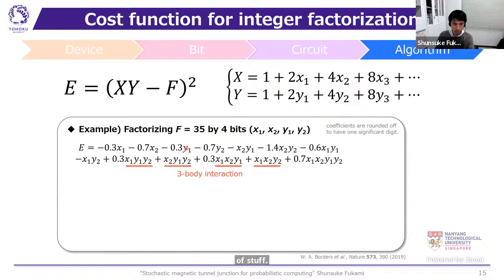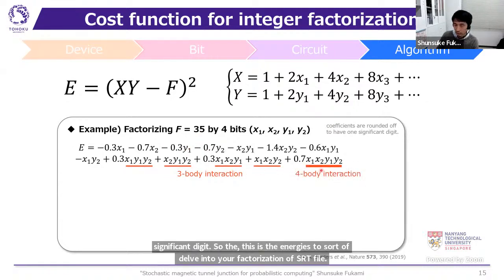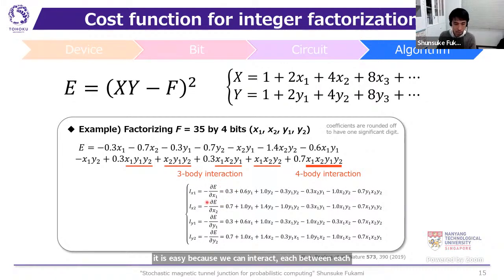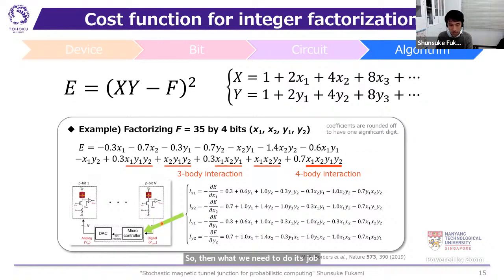And here there's one important point. We have 3-body interactions and 4-body interactions here. And this kind of multi-body interaction is not easy for quantum computers to solve. But for the probabilistic computers, it is easy because we can interact between each p-bit electrically. Okay, and for the input to lower these energies, the input to x1, x2, y1, and y2 bits can be calculated by the derivative of the energies with the state of each p-bit, as shown here. So what we need to do is just program these interactions to the synaptic weight logic, and then the system can automatically calculate the integer factorization with this algorithm.